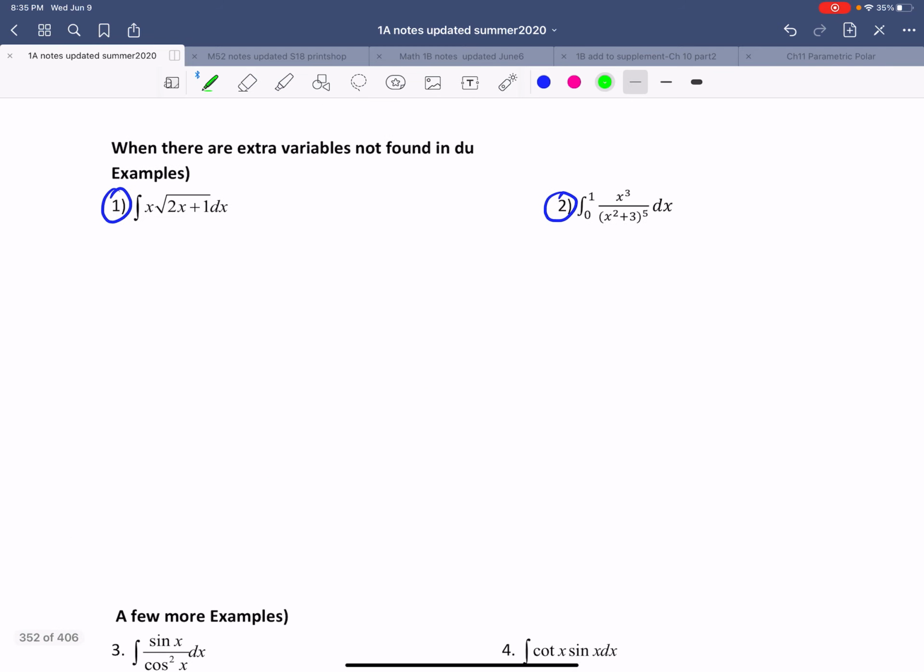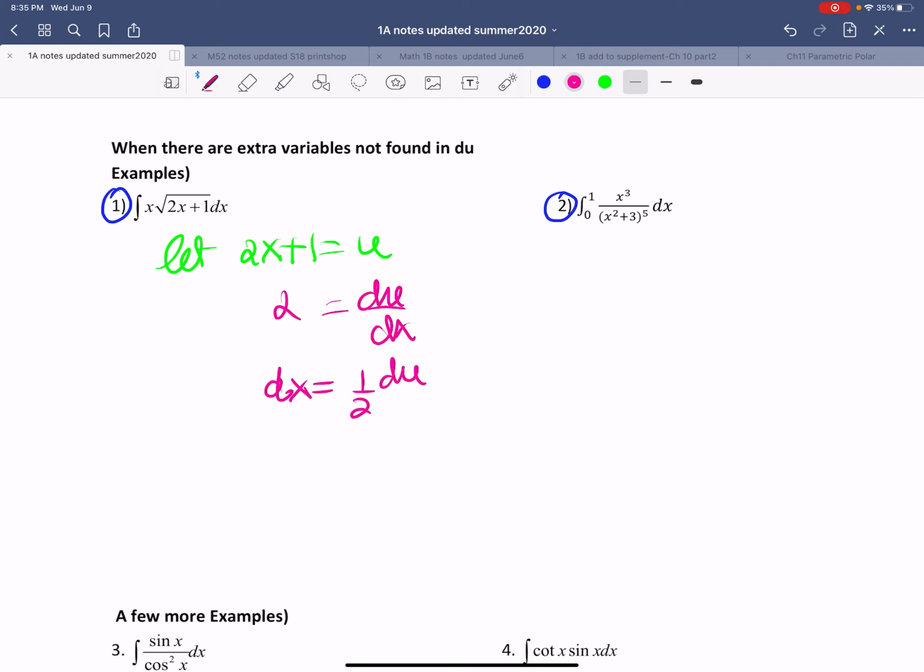And for these two, I'm going to quickly help you get started. So we will let 2x plus 1 be u, and du dx will be 2. So we can say dx is 1/2 du. And the outside x we can rewrite: the outside x will be equal to u minus 1 divided by 2. So this integral will become u minus 1 divided by 2 times the square root of u du, times 1/2. And then from here we can simplify. Just distribute the root u inside and then separate the pieces.